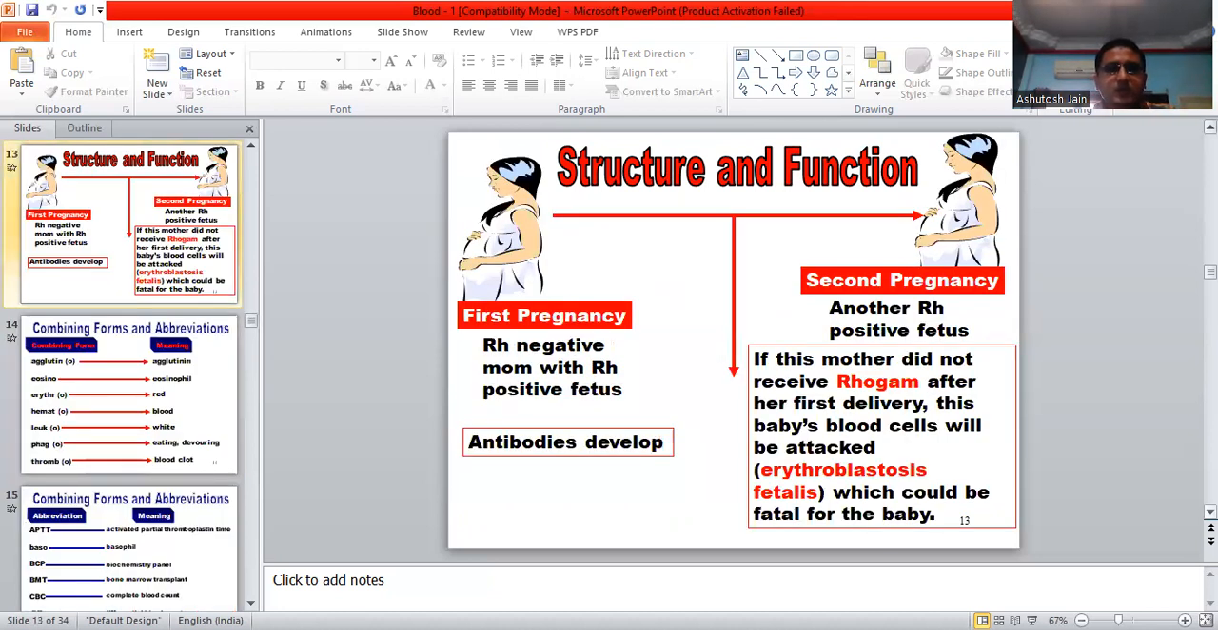First pregnancy: Rh negative mom with Rh positive fetus, antibodies develop. Second pregnancy: another Rh positive fetus. If this mother did not receive RhoGAM after her first delivery, this baby's blood cells will be attacked, causing erythroblastosis fetalis, which could be fatal for the baby.